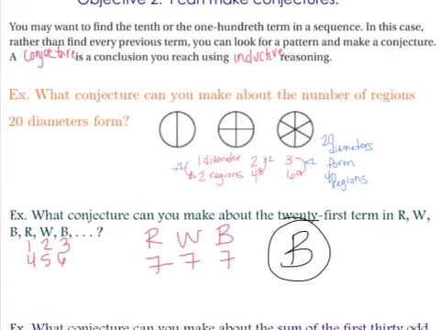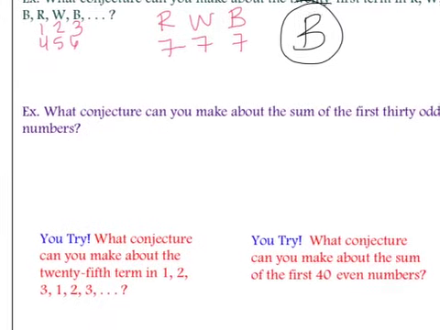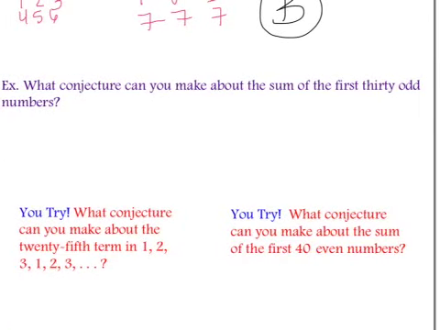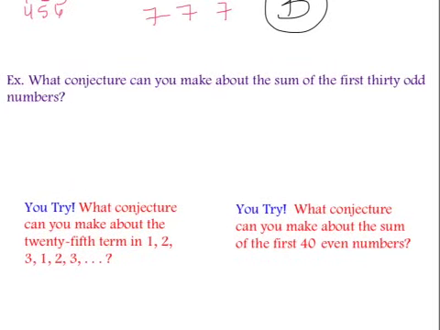Alright, so you guys try, oh, I'm lying, I got one more example, and then the you tries below. This one says, what conjecture can you make about the sum of the first 30 odd numbers? So the first 30 odd numbers, what conjecture can we make? So what I'm going to do first, and what I suggest you to do, is to make a table, kind of just to see what the first few sums are, so we can see what the pattern is. So we are using the first 30 odd numbers.